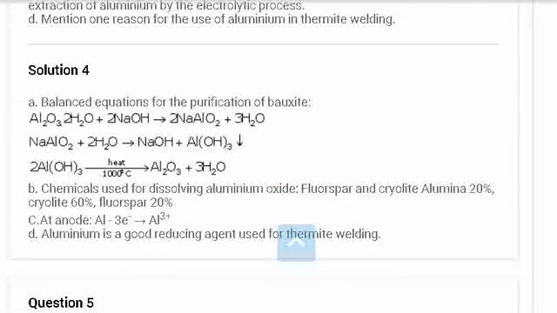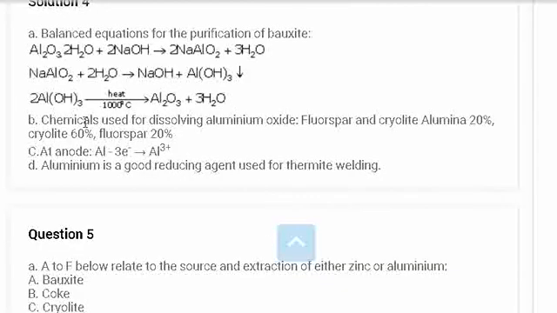The balanced equations for the purification of bauxite are: Al2O3.2H2O plus 2NaOH gives 2NaAlO2 plus 3H2O. Then NaAlO2 plus 2H2O gives NaOH plus Al(OH)3. Then 2Al(OH)3, heated at 1000 degrees centigrade, gives Al2O3 plus 3H2O.